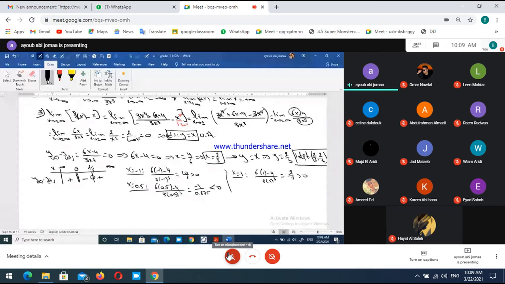So relative positions, what can I say about the curve here? Below or above?